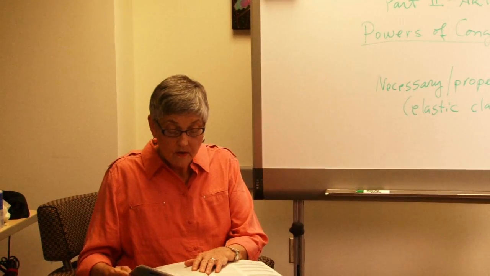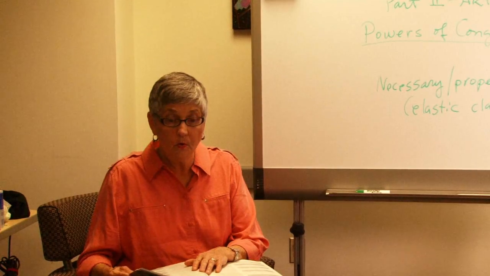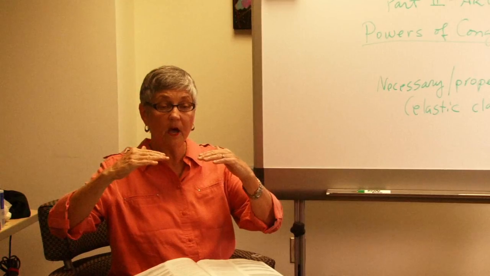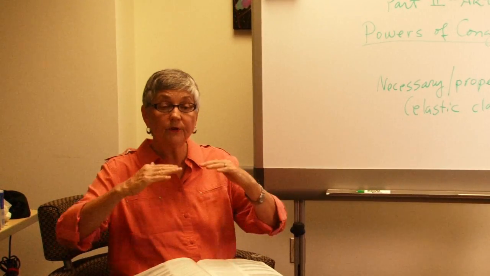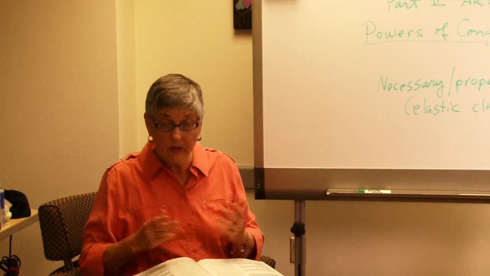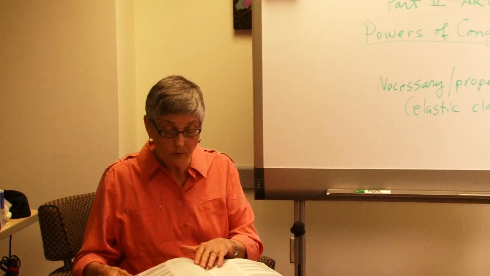Clause 9, Congress constitutes tribunals inferior to the Supreme Court. That means the Constitution sets up the Supreme Court at the top of the federal judicial system, and then any lesser federal courts, district courts, courts of appeal, are created by Congress. They can also destroy those courts if they want to, but not the Supreme Court.